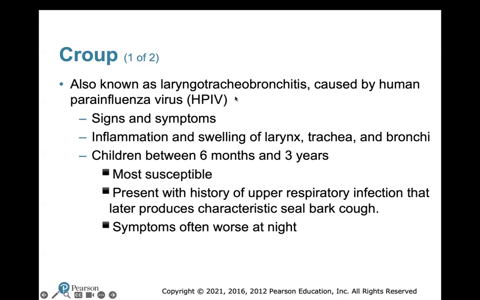Croup is very common and commonly affects children. It includes inflammation and swelling of the larynx, trachea, and bronchi. Most susceptible are children between 6 months and 3 years old. Usually they will have some history of upper respiratory infections, which later produces symptoms and a characteristic seal bark cough. Symptoms often worsen at night.